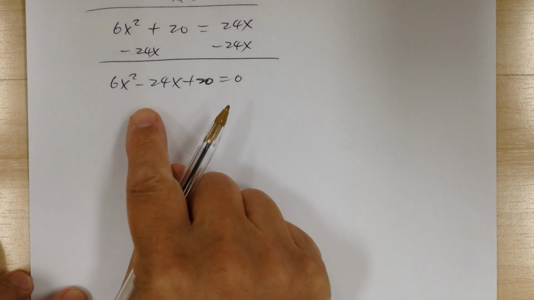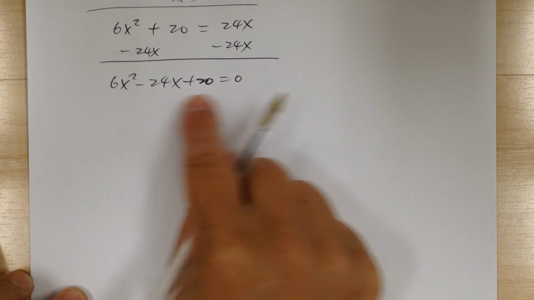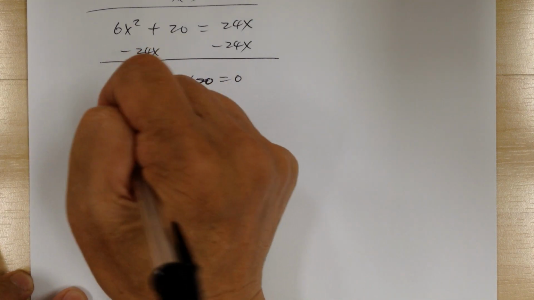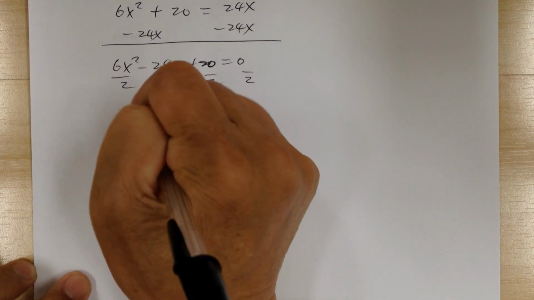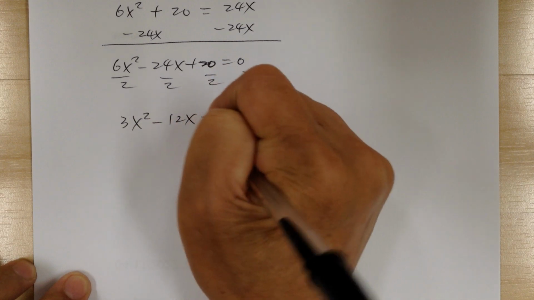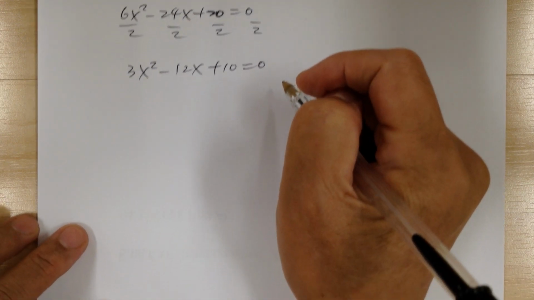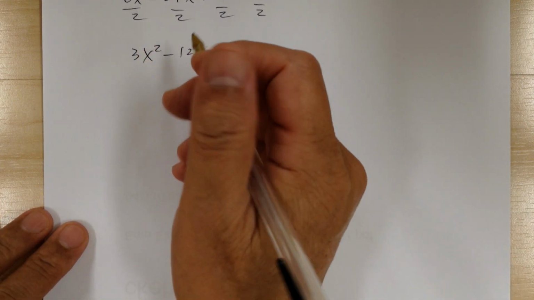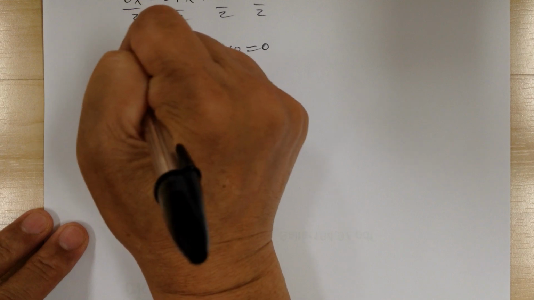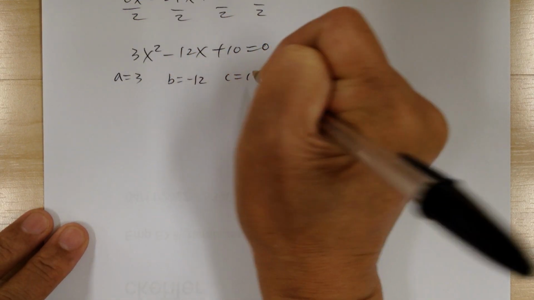Now you don't want to do factoring right now because you want to lower your numbers as much as you can. So you can divide by 2. Okay, so lower your numbers. So you got 3x squared minus 12x plus 10 equal to 0. Again, when you try to do factoring, it's not going to work. So you need to try using the quadratic formula. So a equal to 3, b equal to negative 12, c equal to 10.